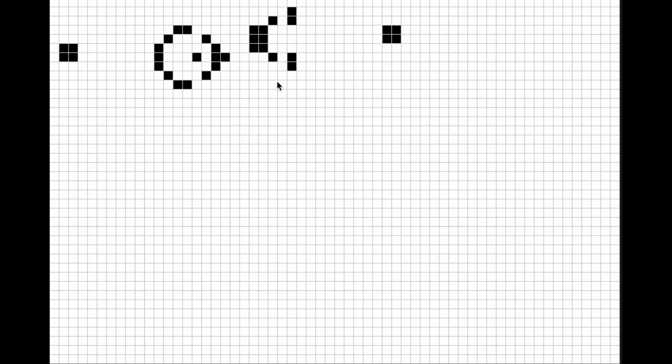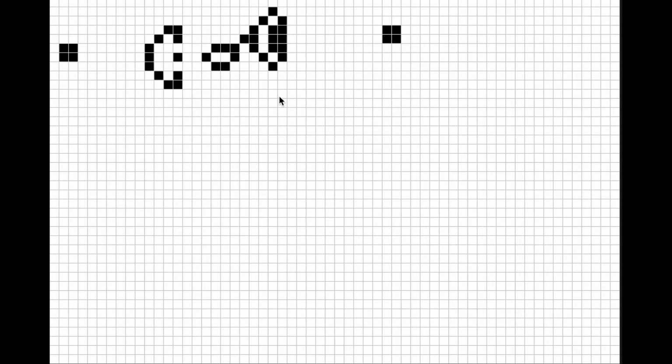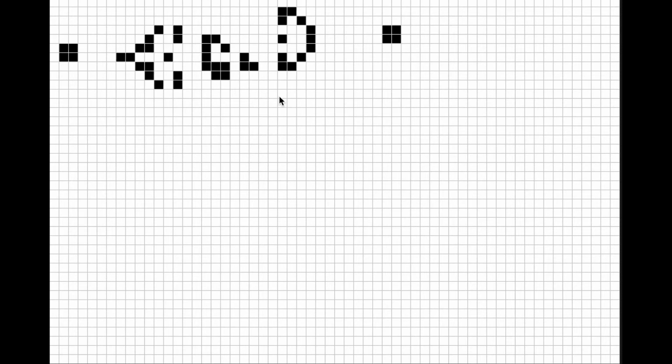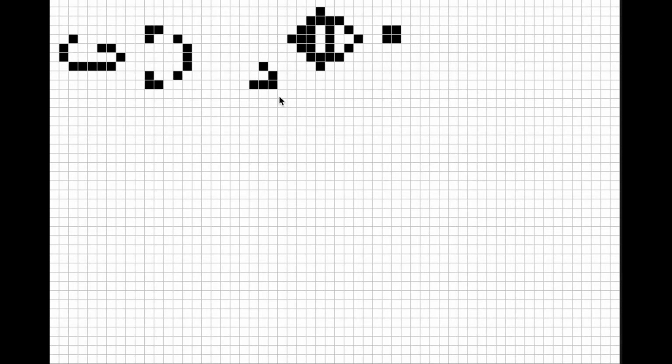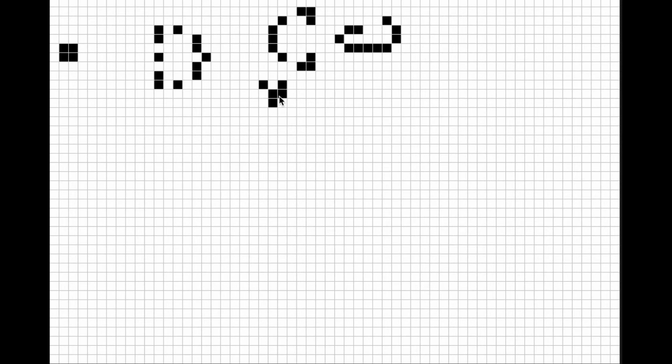Behold the Gosper glider gun. It's made out of 2 so-called queen bee shuttles. I don't really know exactly how they work, but they have this property that they move back and forth, and if two of them interact in such a way, they produce a glider. And yes, this pattern here produces a glider every 30 generations.